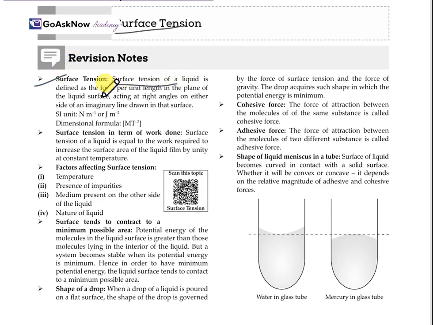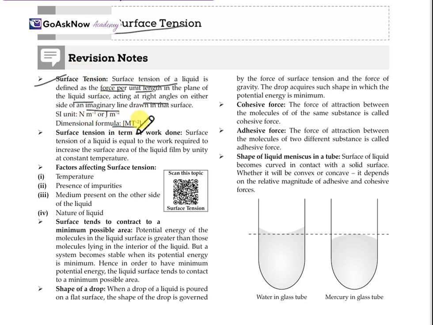Surface tension of a liquid is defined as the force per unit length in the plane of the liquid surface acting at right angles on either side of an imaginary line on the surface. So surface tension is the tension of the liquid surface. It is defined as the force per unit length in the plane of the liquid surface, acting at right angles on either side of the imaginary line drawn in that particular surface. This is what surface tension means.